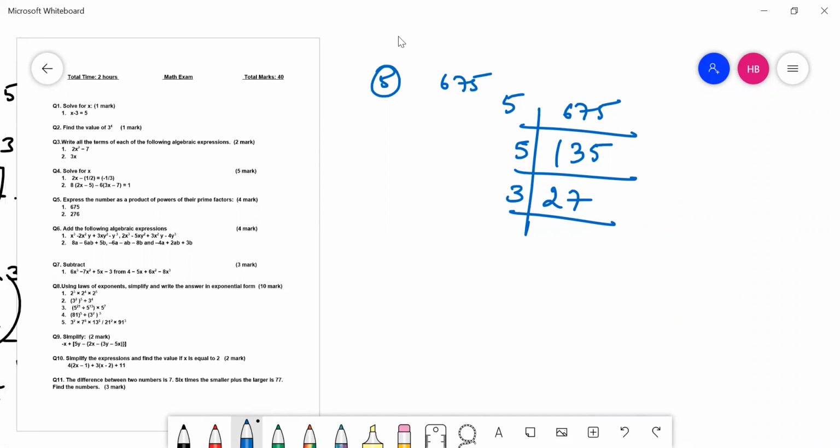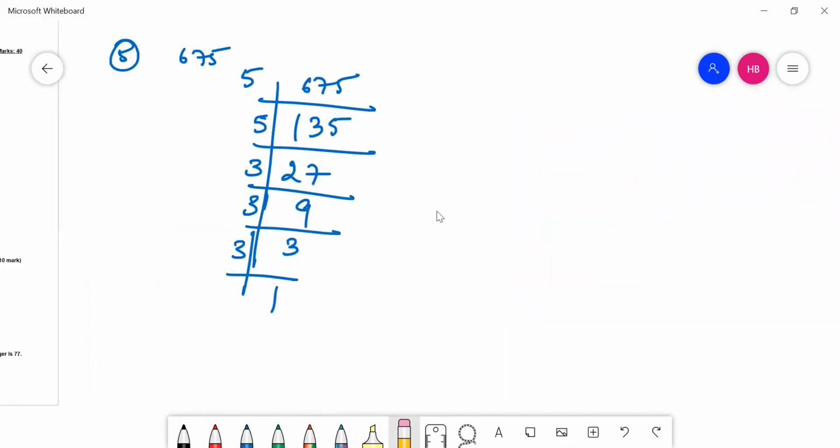So I'll divide it by 3. 3 nines are 27. Again, this is divisible by 3. 3 threes are 9. 3 ones. So my answer is 675 is equal to... Wait. Let me write it in a better way. So 675 is equal to 5 into 5 into 3 into 3 into 3.